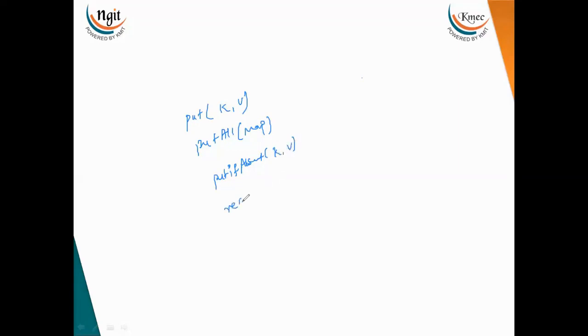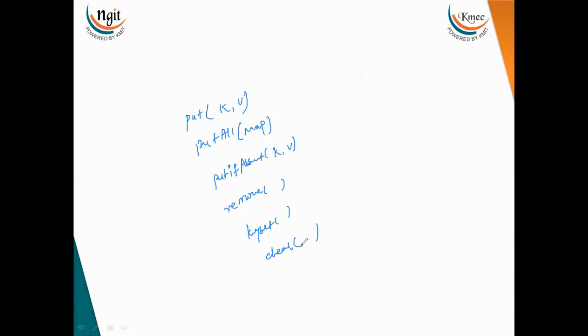So if I want to remove, then you can use the remove method to remove that particular key from the map. If you want all the keys from the map, then you can use the keySet function to get all the keys. Then if you want to clear the map, you can use the clear function to clear the elements from the map. So these are all the different methods.